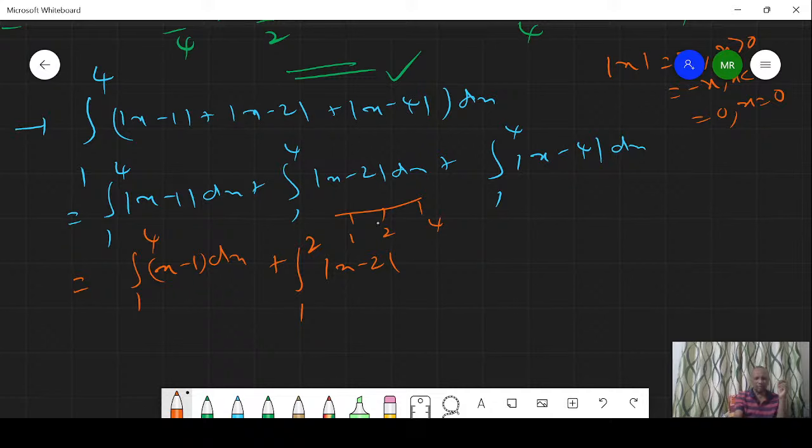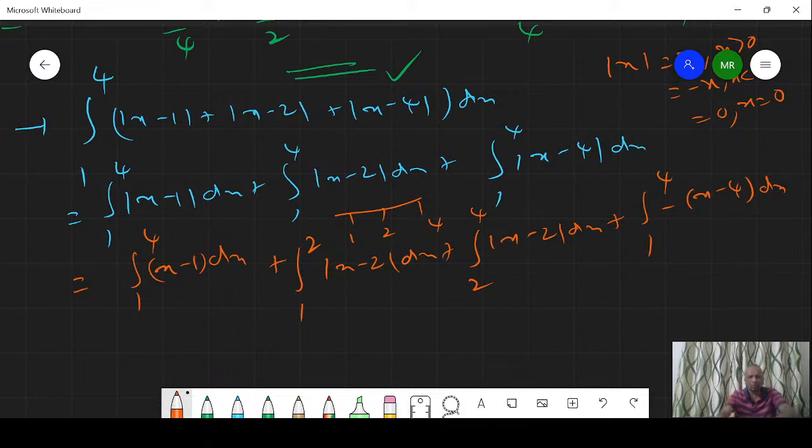But here between 1 to 2 this gives positive. You write mod x minus 2 dx. Between 2 to 4 I can write this one mod x minus 2 dx. Coming to now 1 to 4. If we substitute any value between 1 and 4, it gives negative. So I can write this one 1 to 4 minus of x minus 4 dx. Correct.